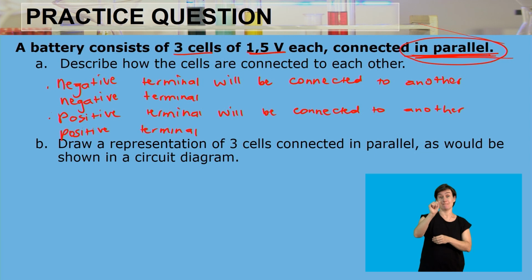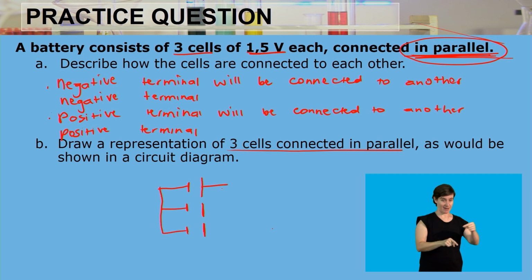that's only if those cells are connected in parallel. Then we now need to draw a representation of these 3 cells that are connected in parallel as they would be shown in a circuit diagram. Because we're saying negative to negative, positive to positive, how does that look? Let's draw it nicely. A negative with a positive terminal, another negative terminal with a positive terminal, a negative terminal with a positive terminal. Each of these are all going to be connected together, and each of these are also going to be connected together.